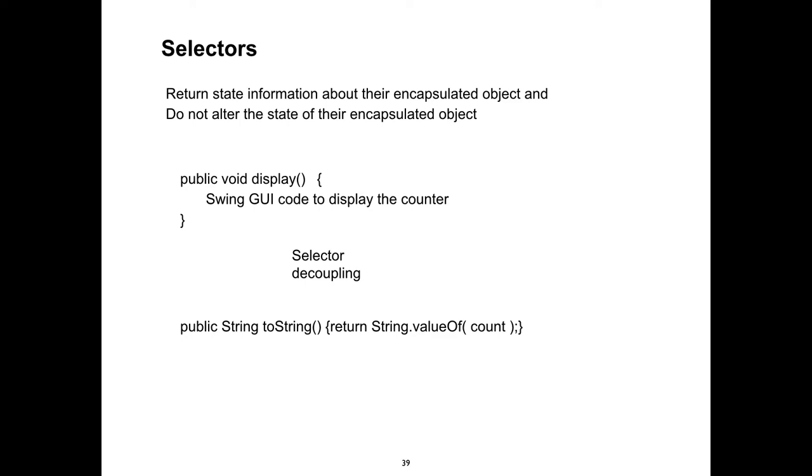Well, it's selector decoupling. What do you remember with that? Well, an example I created is, I've got some data structure that I want to display on a GUI. I could embed the code to display inside that class, but it'd be better to have a selector which returns the value to display, and then someone else grabs it and puts it on the interface.